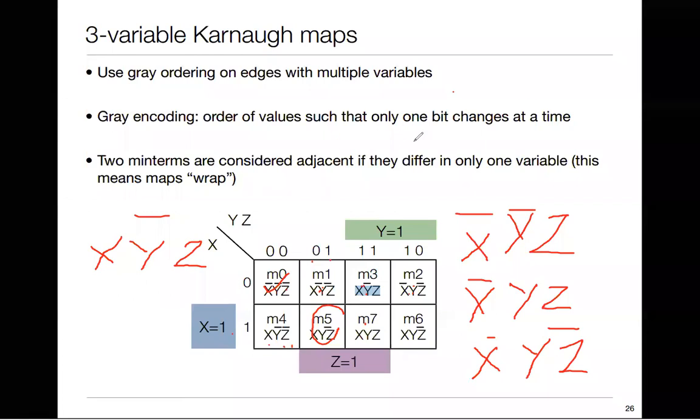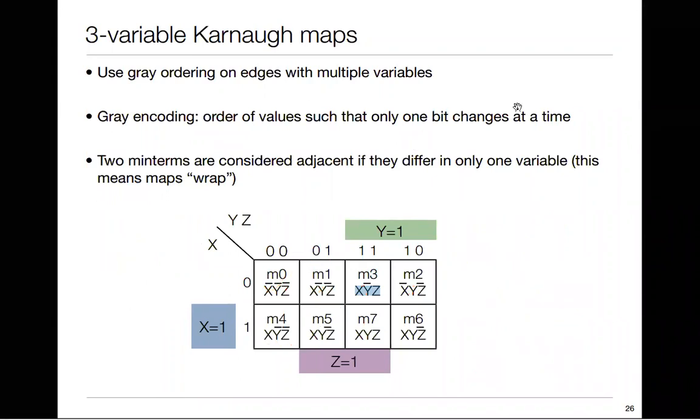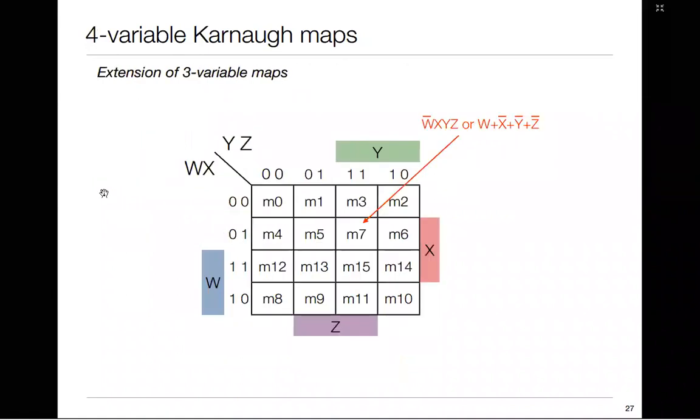Okay. So this is a 3-variable K-map. So you have seen how a 3-variable K-map looks. We'll go to the next slide. Now this is a 4-variable K-map. Now how will you represent a 4-variable K-map? Similar to the 3-variable K-map only.